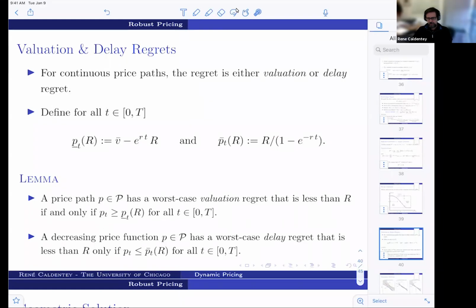If you want to come up with a price trajectory that has a valuation regret that is always less than R, your pricing has to be high enough, higher than this lower bound. If you charge your price too low, there's going to be a lot of valuation regret because nature can come up with a customer that is willing to pay a lot for that. On the flip side, if you want to make sure that the price trajectory has a delay regret that is not larger than R, then the price has to be bounded above by a certain quantity so that people buy sufficiently fast. So there are these two functions.